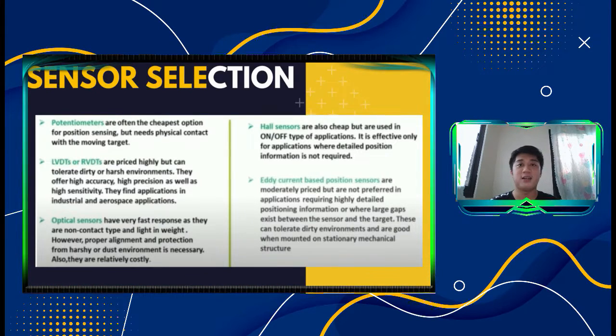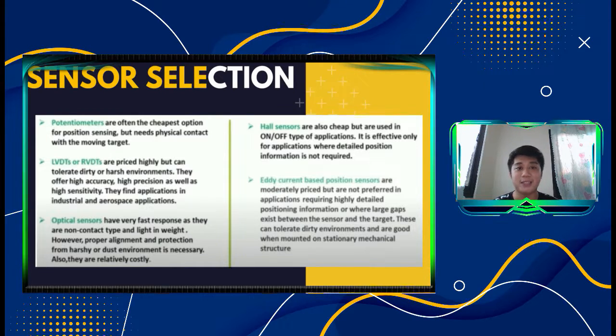So next is the selection of sensors. First we have potentiometers. These potentiometers are often the cheapest option for position sensing but need physical contact with the moving target. Next is the LVDTs. Their price is high, but they can tolerate dirty or harsh environments.